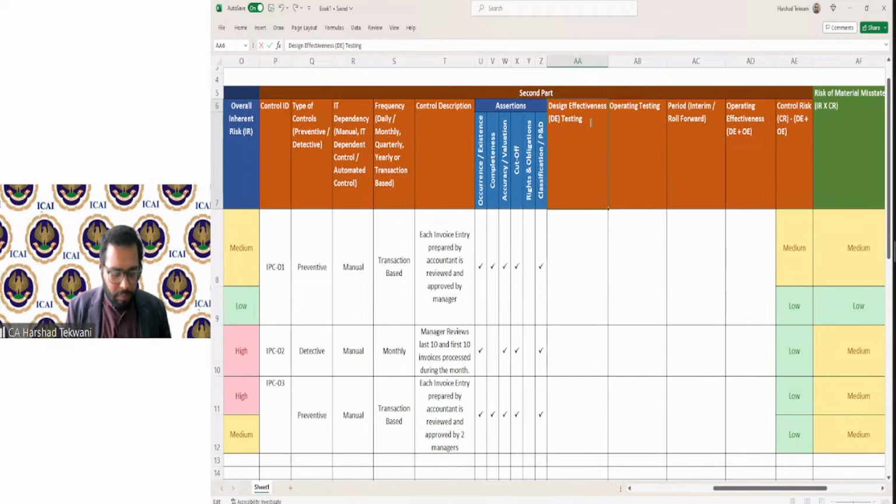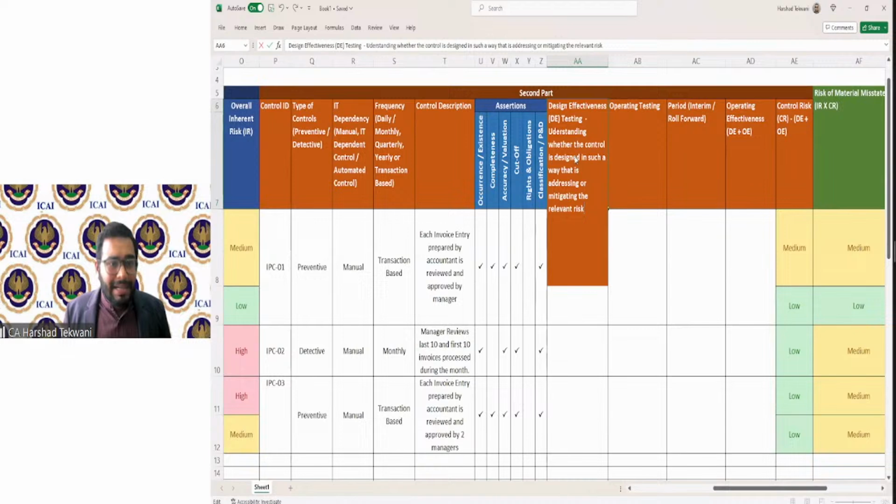In design effectiveness testing, what I do is I understand, it is an understanding kind of exercise, whether the control is designed in such a way that it is addressing or mitigating the relevant risk. Understanding whether the control is designed in such a way that it is addressing or mitigating the relevant risk.